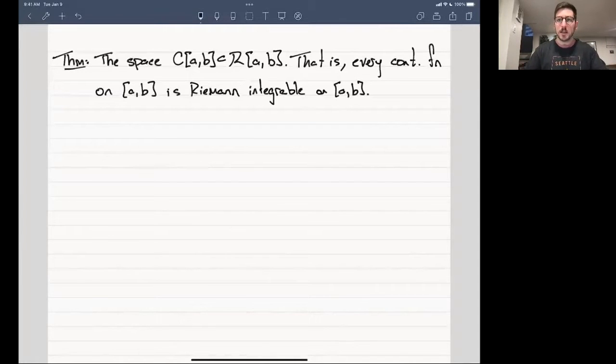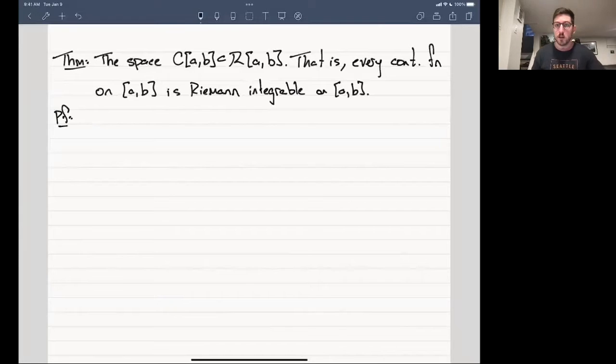This should be fairly easy to intuit, because this is a desirable quality. Remember, we really care about continuous functions. These are the functions that we are most interested in, particularly in this class. And so if we weren't able to integrate all continuous functions, then we might have to rethink our definition of the integral. Okay, so let's take a look at the proof.